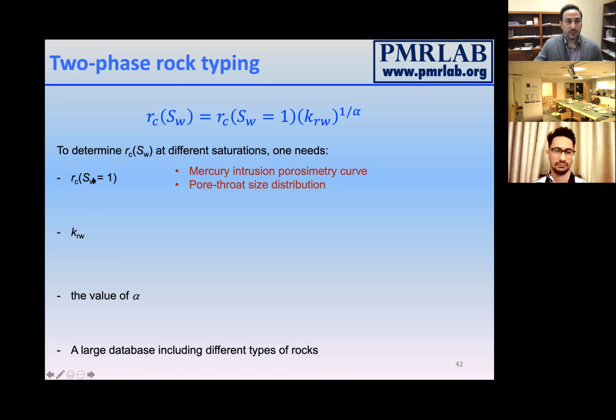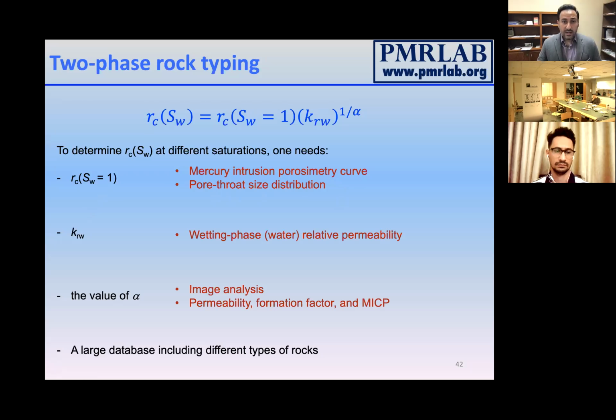So RC at SW equals 1 can be estimated based on Katz and Thompson's approach. It can be estimated from the mercury intrusion porosimetry curve, or in other words, from the inflection point of the MICP curve. If you have pore throat size distribution, it can be estimated from the mode of the pore throat size distribution. KRW is wetting phase or water relative permeability. It needs to be measured or simulated somehow. The value of alpha, which is either 3 or 4, can be determined from image analysis, or if you have permeability, formation factor, and MICP data, you can estimate what the value of alpha is. Is it 3 or 4? And I'm going to tell you more in detail.